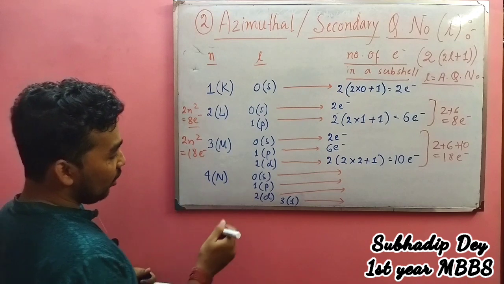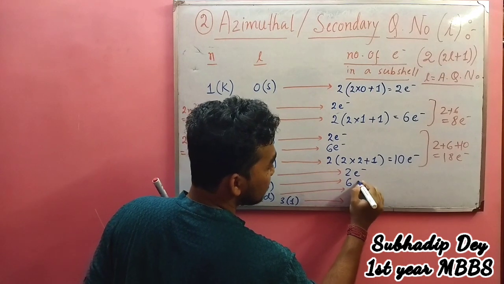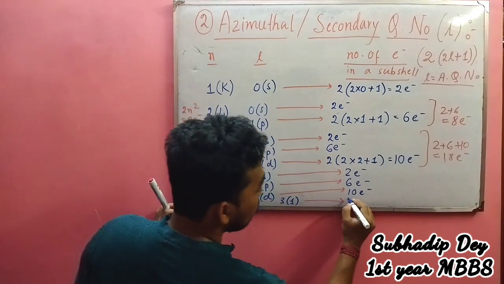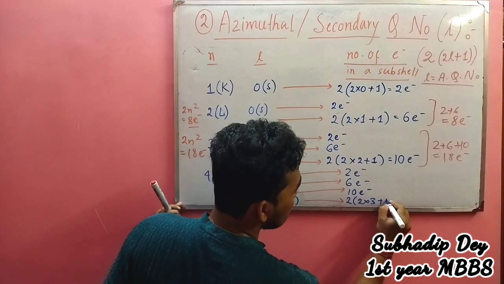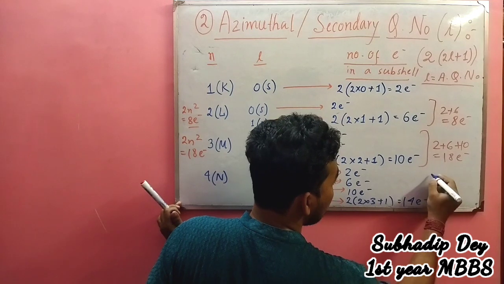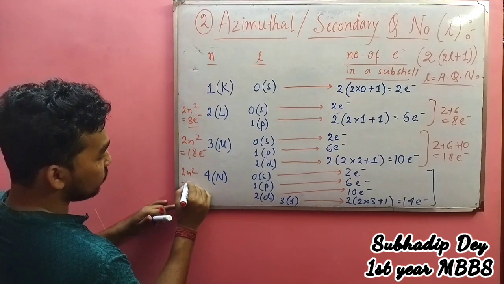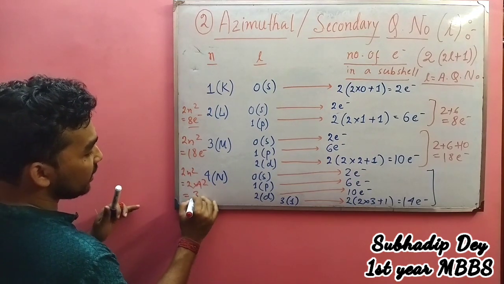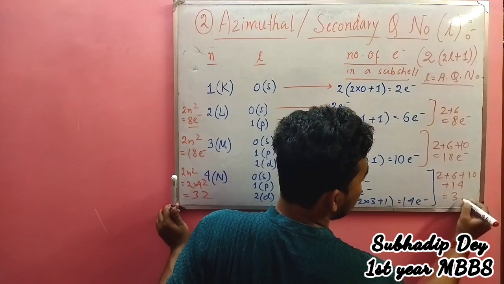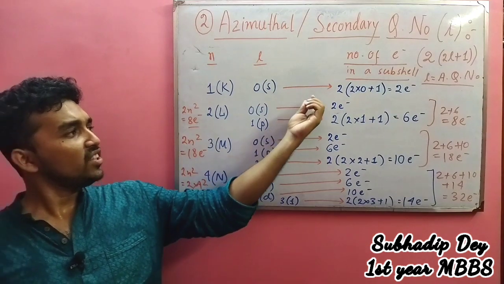Now we will quickly calculate for n equal to 4. For S subshell 2 electrons, for P subshell 6 electrons, for D subshell 10 electrons, and for F subshell, L equal to 3, so it will be 14 electrons. You see the total number of electrons in N shell is 2 into 4 square, that will be 32, and you can calculate it: 2 plus 6 plus 10 plus 14, you will get 32 electrons. Okay, so this is the calculation of electrons in each subshell.